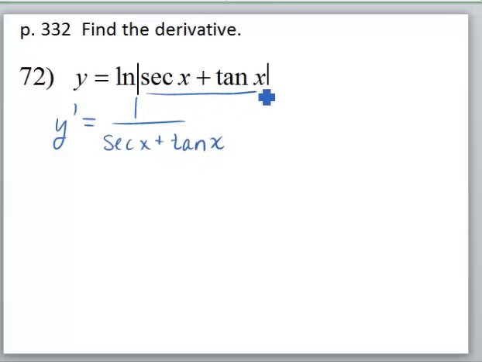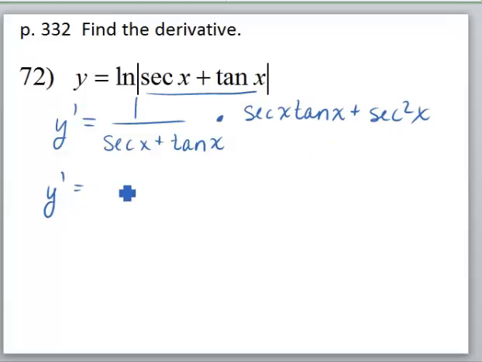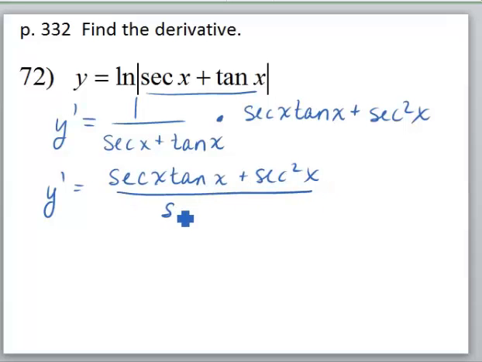And then we'll take the derivative of this portion. The derivative of secant is secant x tangent x. And then the derivative of tangent is secant squared x. So let's look at how this might be simplified. So on top I'd have secant x tangent x plus secant squared x over secant x plus tangent x on the bottom. Notice I actually have in common a secant x up top.